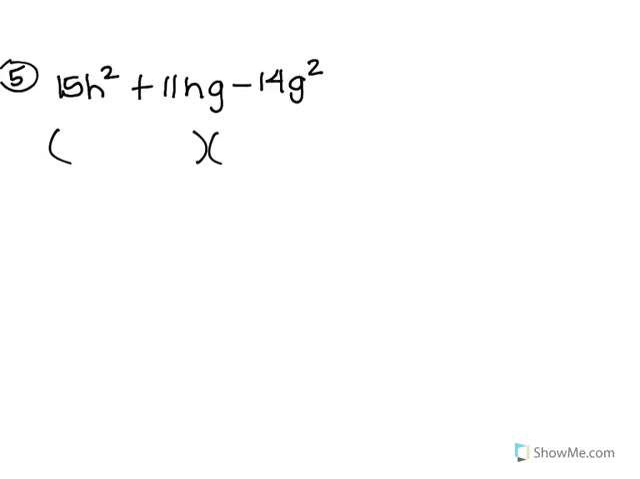Number 5, 15h squared plus 11hg minus 14g squared. And keep in mind, I've asked you guys to make sure you don't have a GCF. If you do, you would take it out first. But when I look at 15, 11, and 14, I don't have a number in common. So we're going to write our two parentheses. And keep in mind, you're trying to get that 11hg, and we are subtracting to do so. And you're going to have different signs.